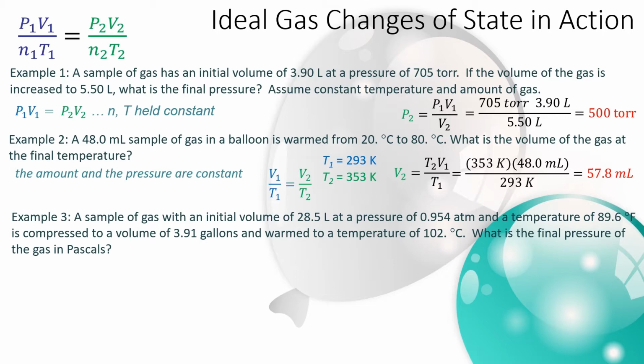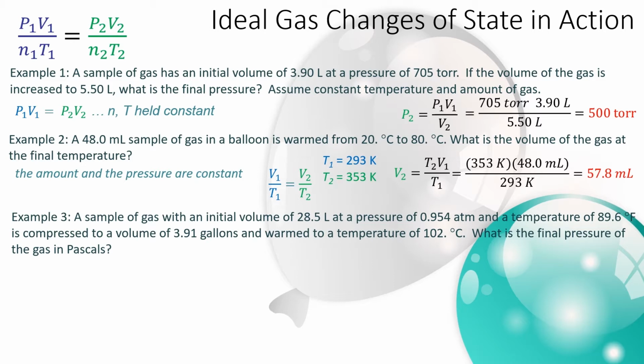Example 3. A sample of gas with an initial volume of 28.5 liters at a pressure of 0.954 atmospheres and a temperature of 89.6 degrees Fahrenheit is compressed to a volume of 3.91 gallons and warmed to a temperature of 102 degrees Celsius. What is the final pressure of the gas in pascals?